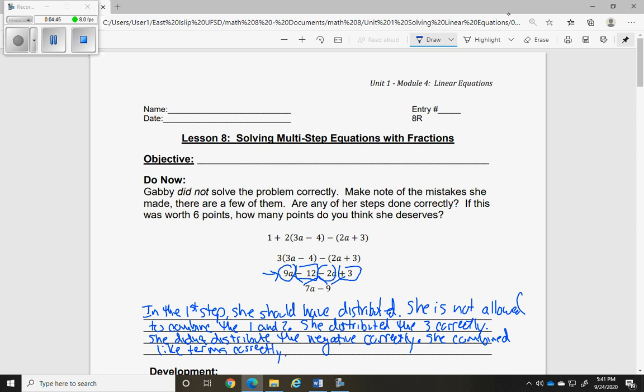But how much is this worth, right? It's a 6-point question. I told you that very first step is like a major mistake, really major. It knocks her down like 3 or 4 points. And then she only made one other mistake, and it was forgetting to distribute the negative all the way through. It's a 6-point question. I really think she only gets 2 out of 6.